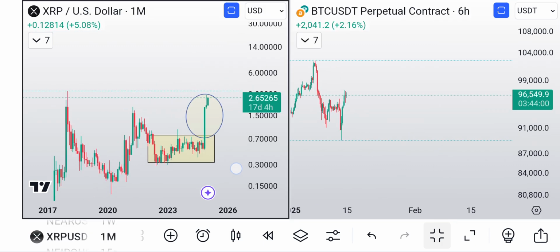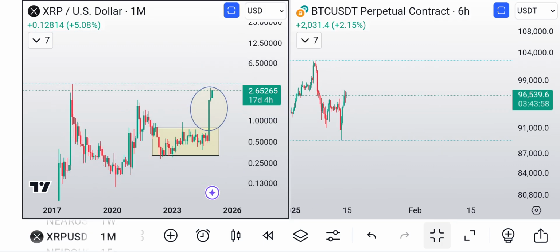Remember, we were looking at a fractal here. Look at 265, guys. XRP, it's getting higher. Let's go.